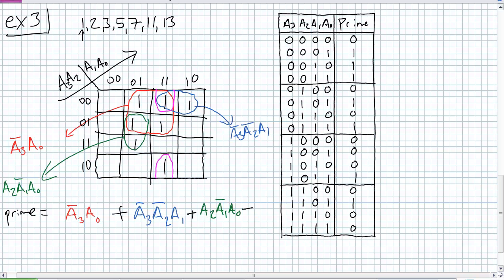Go ahead and try for the pink term, and the result for that one should be not A2 ANDed with A1 ANDed with A0. It helps to be super organized with these things, especially when you've got it written in that MSB to LSB format, because it'd be super simple to confuse an A3 with an A2 or vice versa. Okay, so go ahead and check our work. And there you go. So that is looking good for a prime number detector for the numbers 0 through 15.